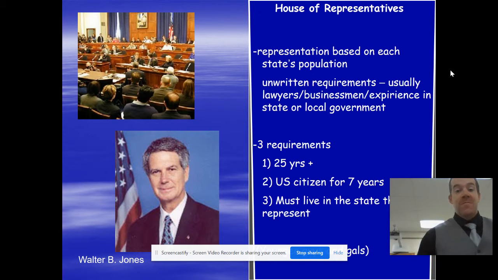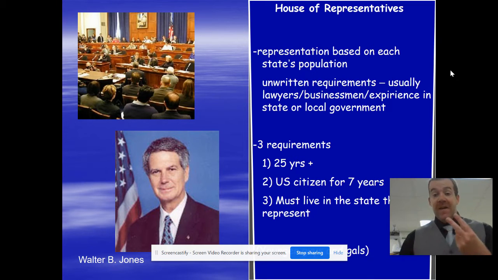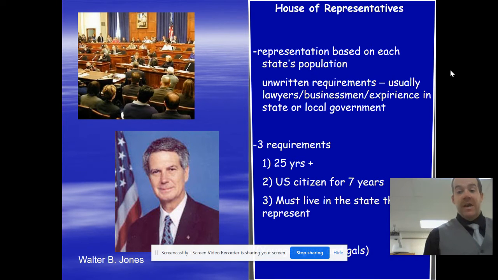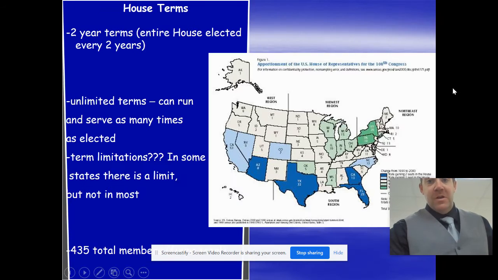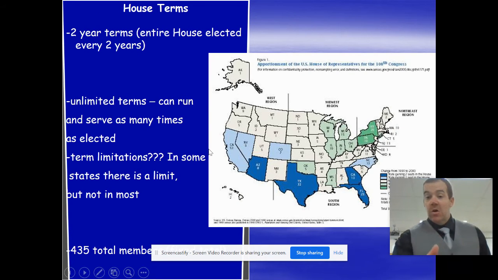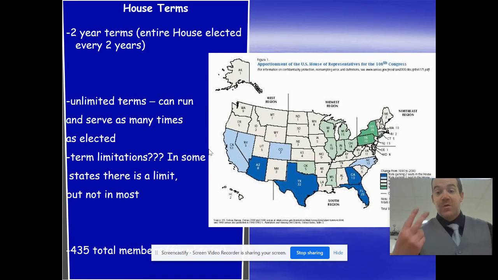So, here are the requirements for the House of Representatives. 25 years of age, a United States citizen for 7 years, and you have to live in the state that you represent. That's the requirements for the House of Representatives. There are some more things that go along with that. Representatives are only elected for 2 years at a time. Remember, it's considered the lower house. So once we look at the Senate, the terms are longer. There are differences in the requirements as well.